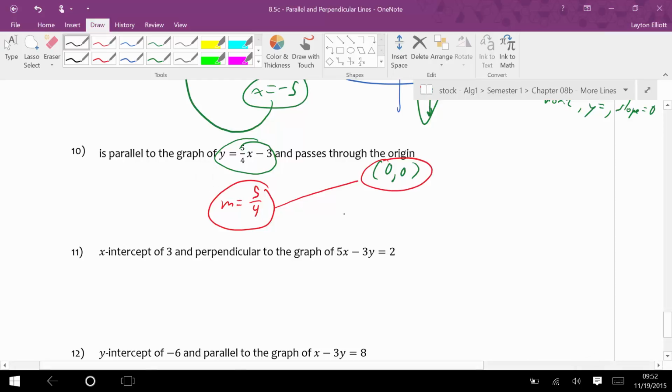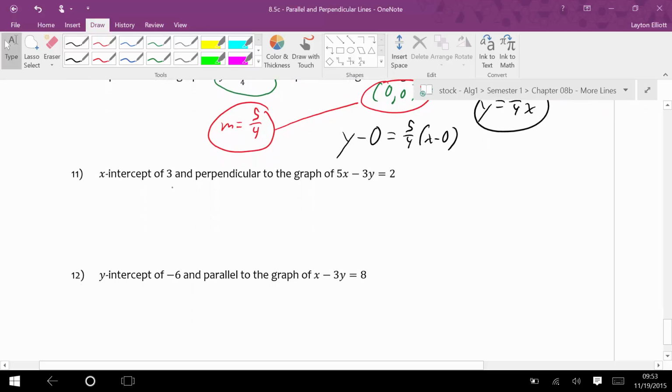I could use point-slope form if I wanted to, or I could use slope-intercept form because if it passes through the origin is the y-intercept. Let's just use point-slope form to keep in that habit. Y minus 0 is equal to 5/4 times x minus 0. And this would just be y is equal to 5/4 x.